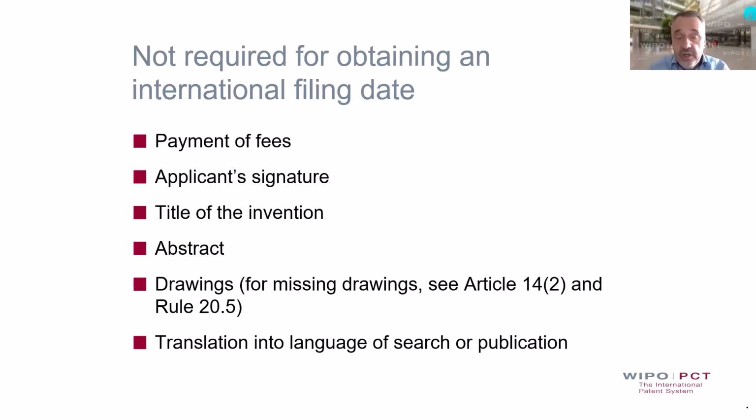Title of the invention: you should have a title of the invention and an abstract, which briefly explains what your invention is all about. But these two things can also be added later, so you don't need them absolutely to get a filing date.